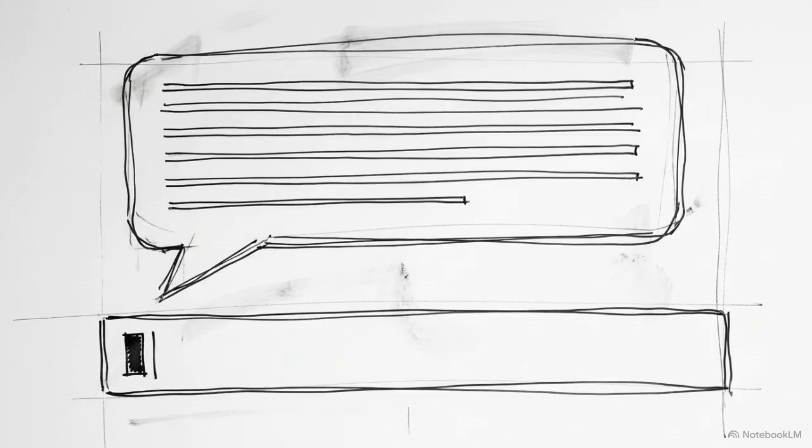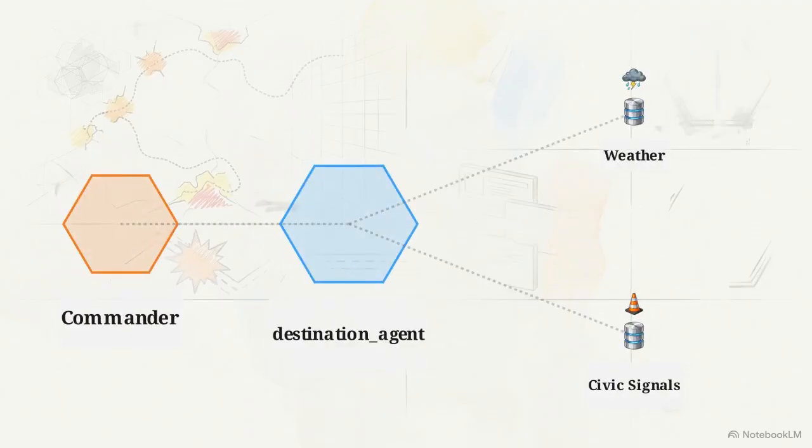A user inputs a casual plan to visit a coastal city this weekend with an elderly family member. The commander routes this to the destination agent, which pings the MCP tools to aggregate current weather patterns and civic conditions for that generalized coastal region.